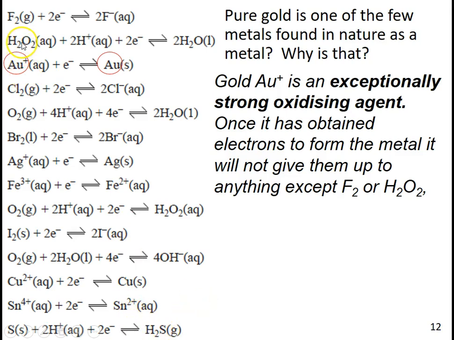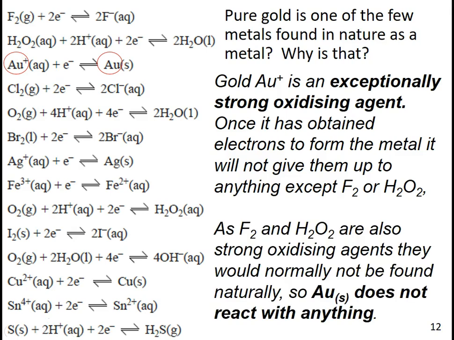Except the only things that would... so it would steal electrons and become gold, and for it to give up its electrons and give them to something, it would only give them up to a stronger oxidizing agent. So fluorine and hydrogen peroxide are the only two oxidizing agents strong enough to get the electrons from the gold, and seeing as fluorine and hydrogen peroxide are strong oxidizing agents, they would have reacted and you wouldn't find them in nature.